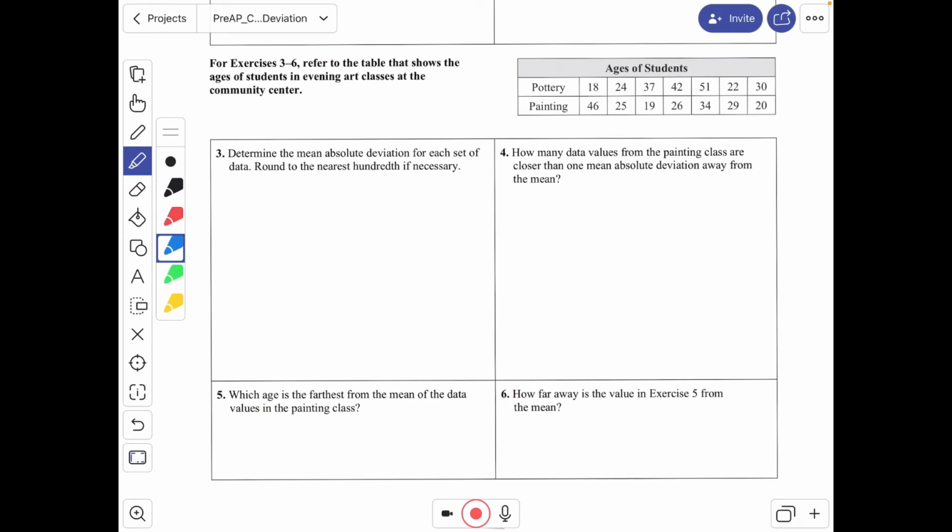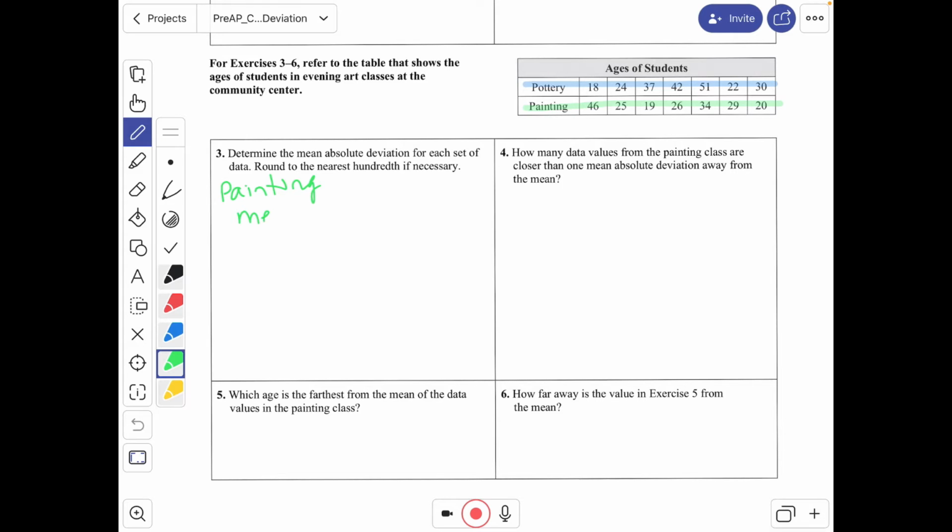I want to do another example of how to find the mean absolute deviation. So we're going to do these 4 questions here. For exercises 3 through 6, refer to the table that shows the ages of students in evening art classes in the community center. So this table shows the ages of students in pottery, and this shows the ages of students in the painting class. And number 3 says, determine the mean absolute deviation for each set of data. Round to the nearest hundredth if necessary. So we're just going to look at painting. We're not going to do both of them, just the painting.